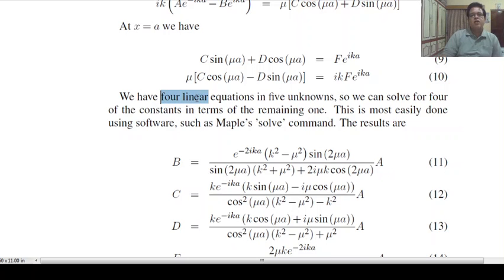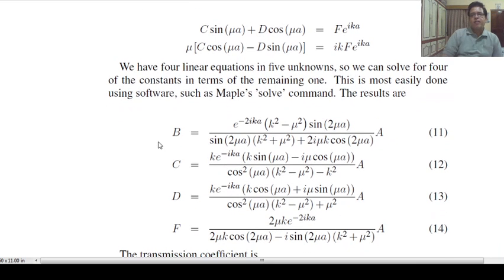So we have four linear equations in five unknowns. We can solve four of the constants in terms of the remaining one. We can easily calculate the four constants B, C, D, F in terms of A. This is most easily done using software such as Maple.